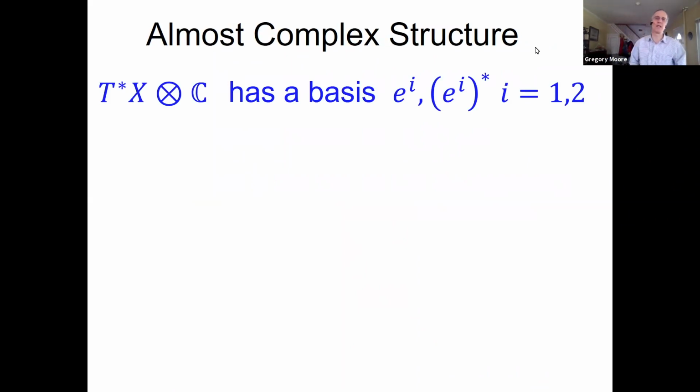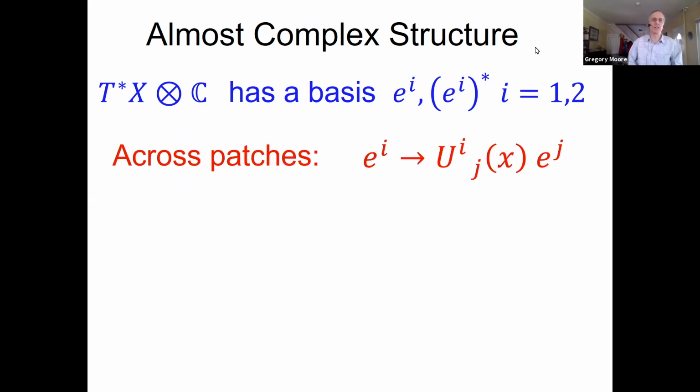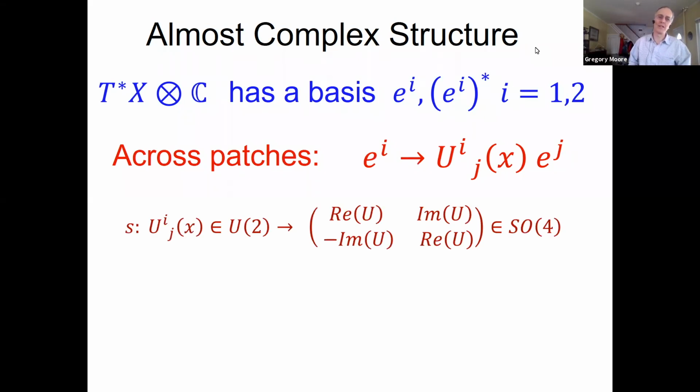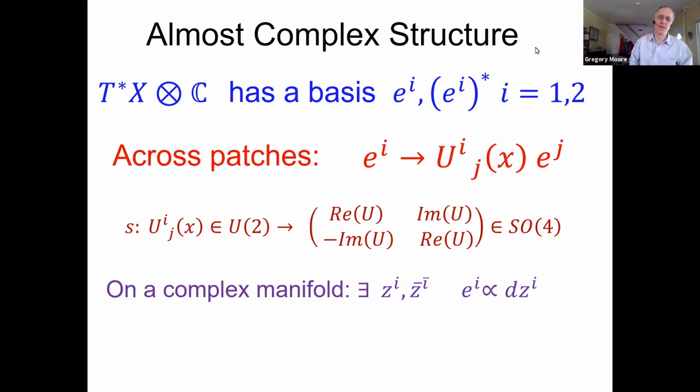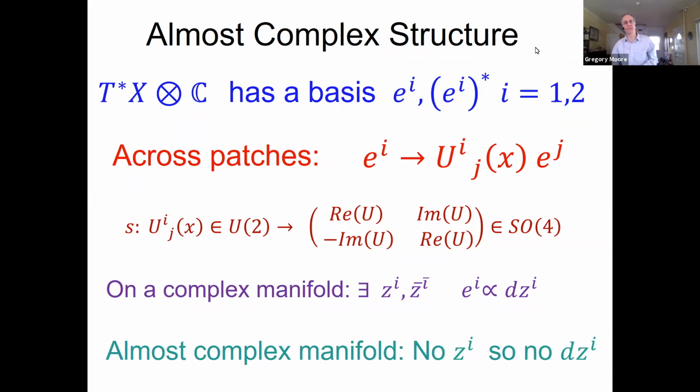Let me say a word about what is an almost complex structure. An almost complex structure means that if you allow yourself to multiply one forms by a complex number, or more formally, you consider the complexification of the cotangent bundle, then you can find locally a basis of one forms, e^i running from 1 to 2, such that e^i and e^i-star form a basis and transform across patches by the action of a U2 matrix. And then there's a standard homomorphism of U2 into SO4, so that if you apply this, you get transition functions for the oriented cotangent bundle. Now, on a complex manifold, you can find holomorphic coordinates, z^i and z-bar^i, such that the e^i are proportional to the dz^i. But on an almost complex manifold, there are no z^i, there are no dz^i, but there are still the e^i, so you could still talk about (p,q) forms.